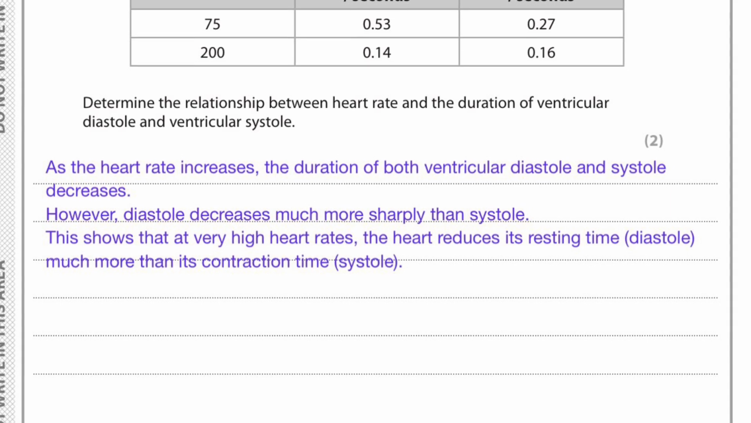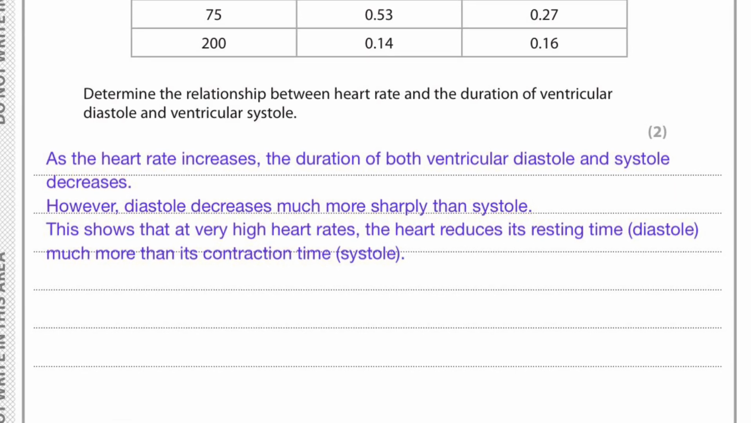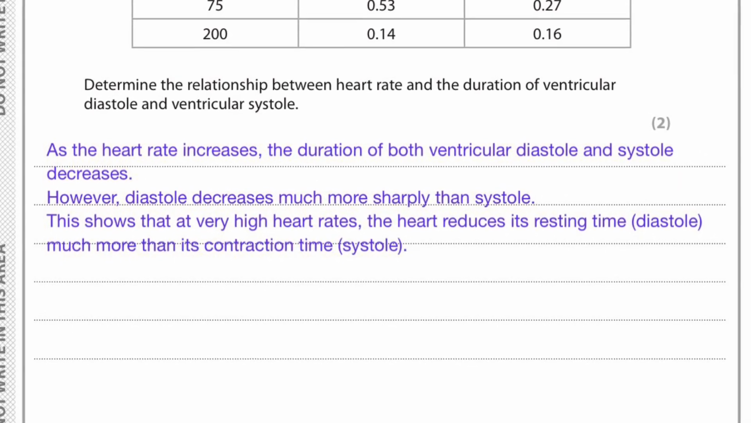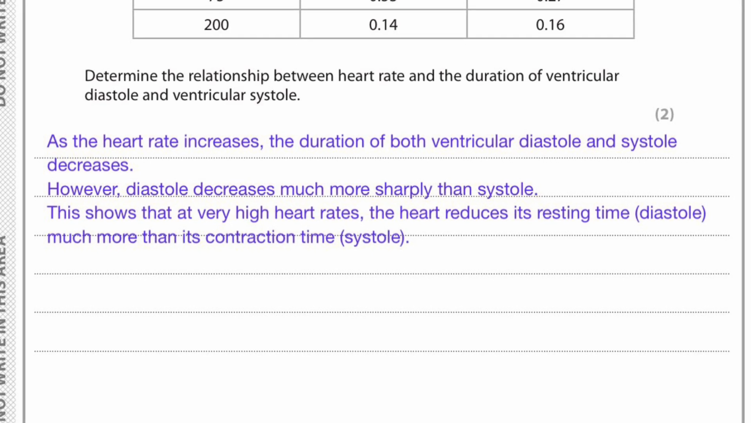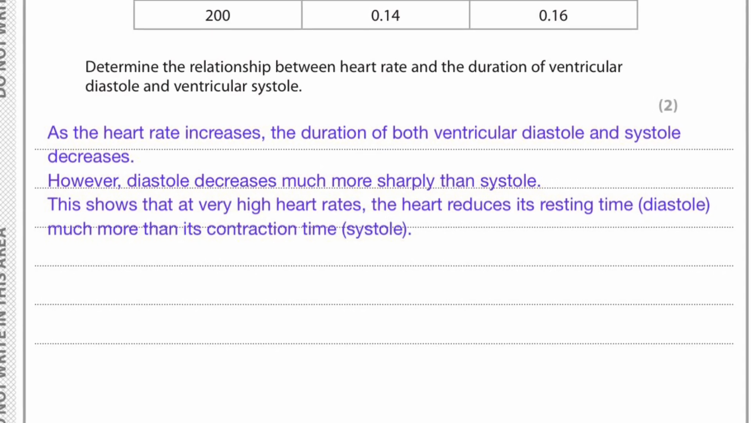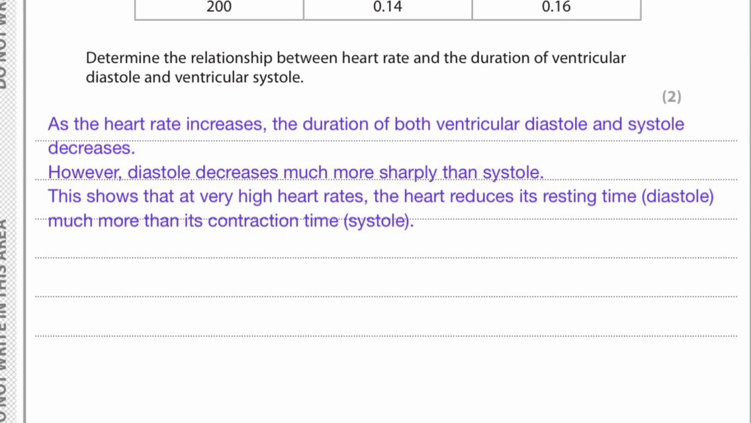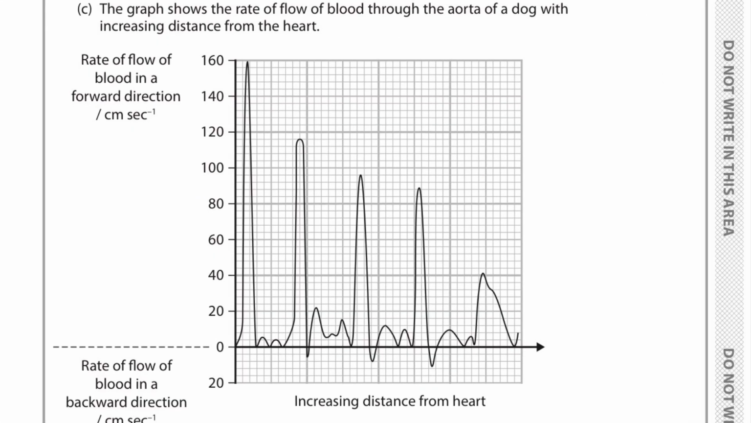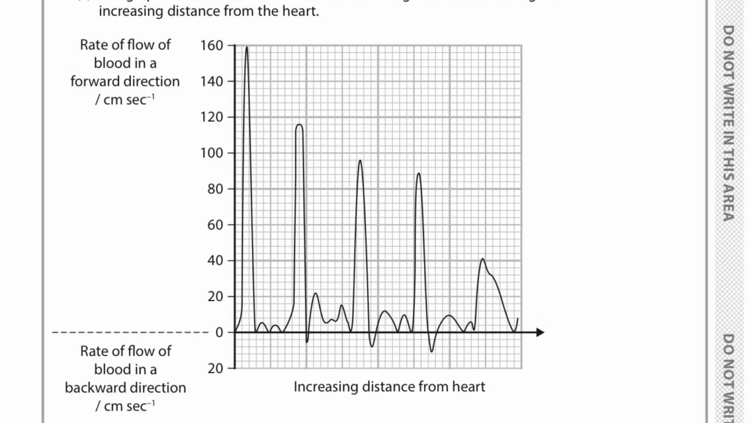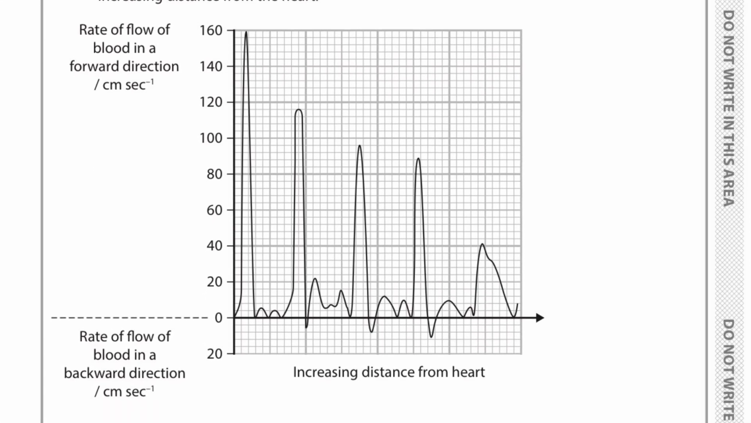However, diastole decreases much more sharply than systole. This shows that at very high heart rates, the heart reduces its resting time, diastole, much more than its contraction time, systole. The graph shows the rate of flow of blood through the aorta of a dog with increasing distance from the heart.